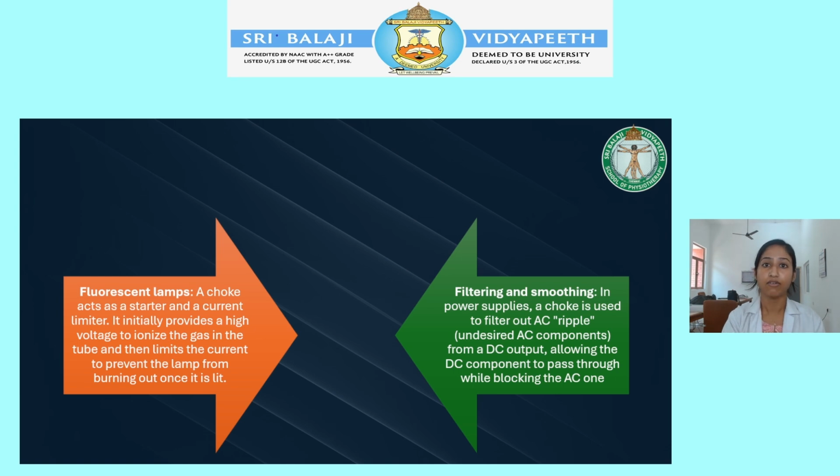And then the fluorescent lamp, which contains a higher frequency. In this fluorescent lamp, the role of a choke is first to start and limit the current, and then it produces a high voltage. Due to this high voltage, it ionizes the gas and produces a current for further burning of the lamp. So this is the role of chokes.